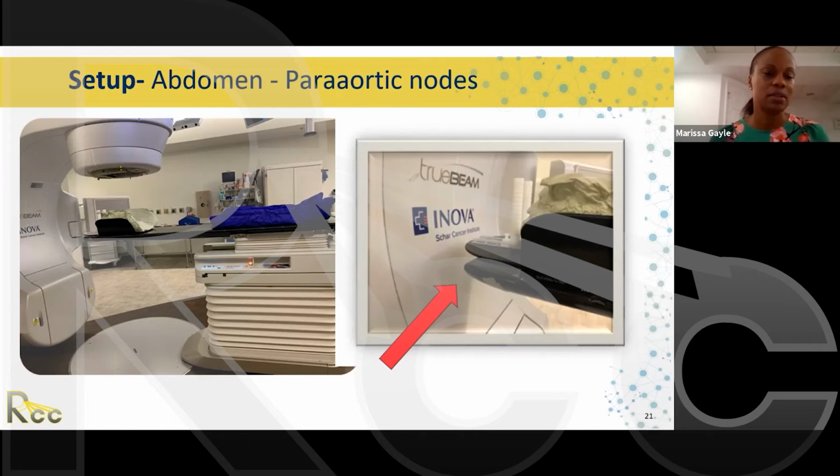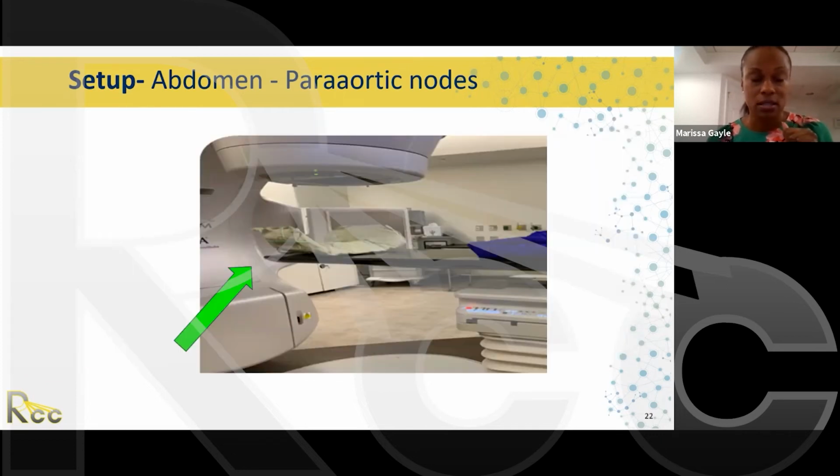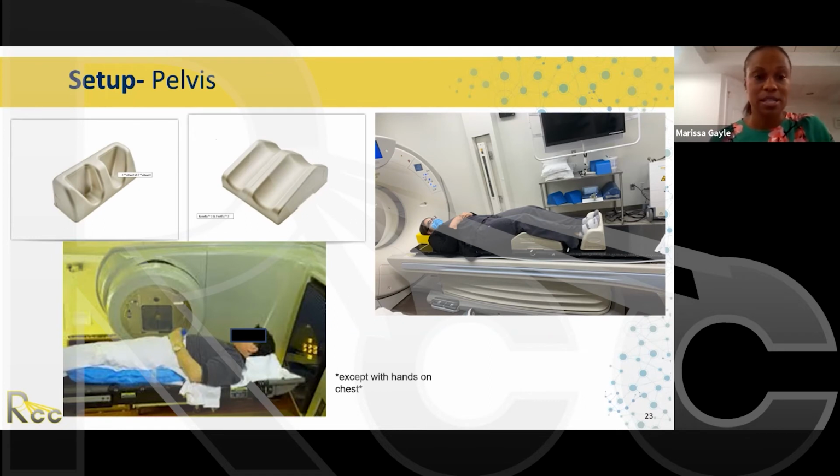And these are just some more setups that different sites use. Here's another example of a Vac-Lok, and another example again. And then this is for the pelvis. Some sites will use a Vac-Lok for the pelvis. Other sites have pieces that they can index into the treatment table to ensure that the patient's legs are in the same position. When you're treating the pelvis, you'll have the patient's hands on their chest if it's a prostate, but if it's a GYN, we tend to put the hands above their head in case we need to treat the periaortics.